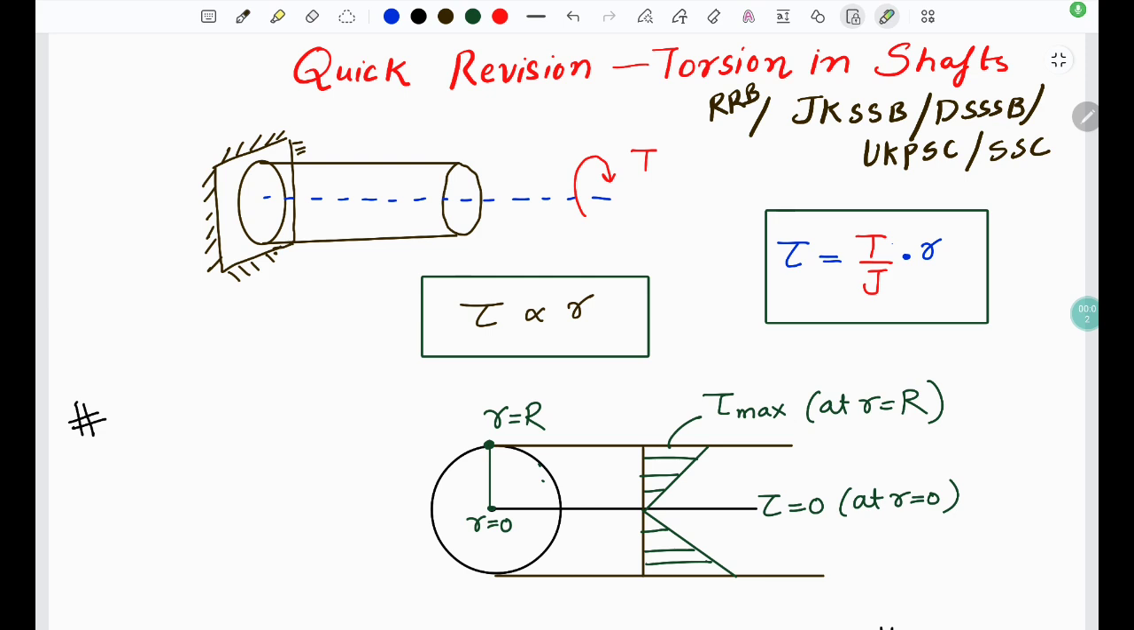So good evening guys. Today's lecture is on torsion in shafts and it would be a quick revision lecture. So let us revise torsion in shafts. So you see torsion or twisting moment or torque are some of the synonyms we use for the torsion.